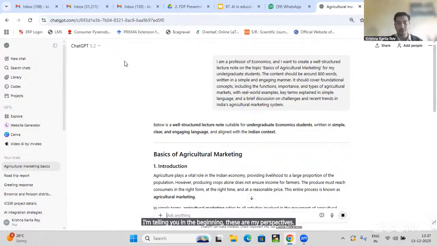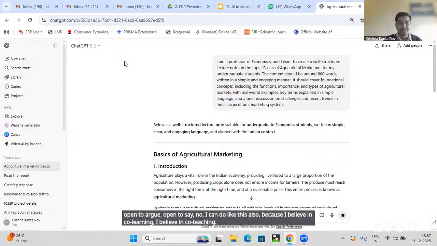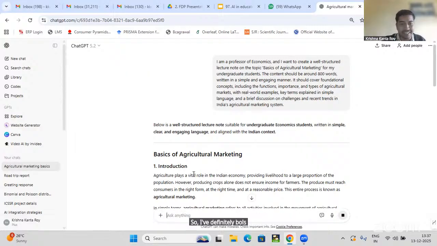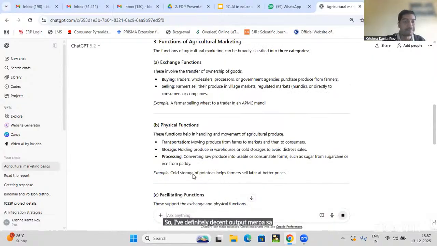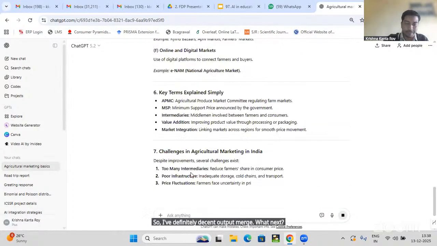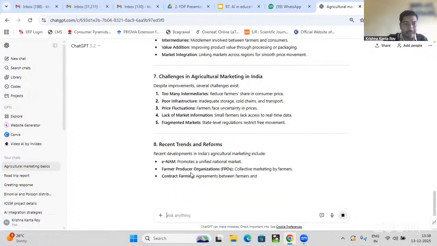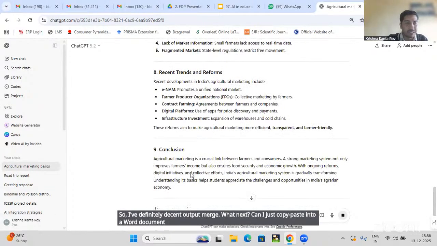Is open to argue, open to say no, I can do like this also, because I believe in co-learning, I believe in co-teaching. So आप definitely बोल सकते हैं, मान लीजिए एक decent output मेरे पास आ गया है, अब क्या करें? What next? Can I just copy paste into a Word document and share with my students?